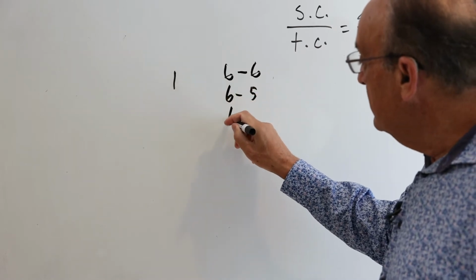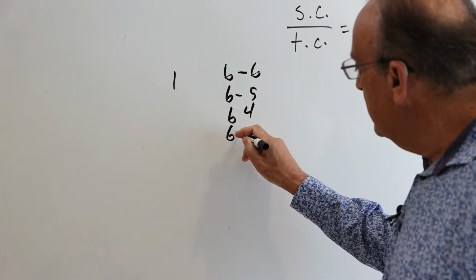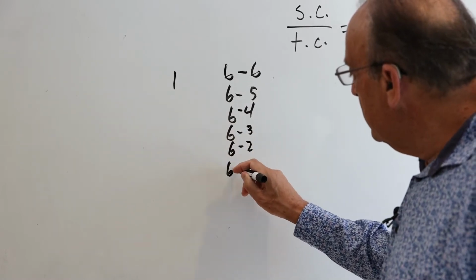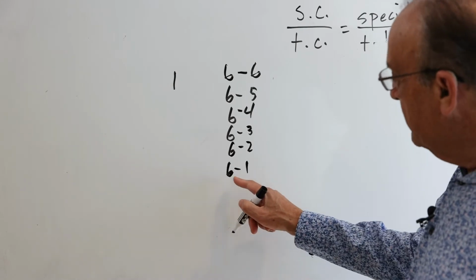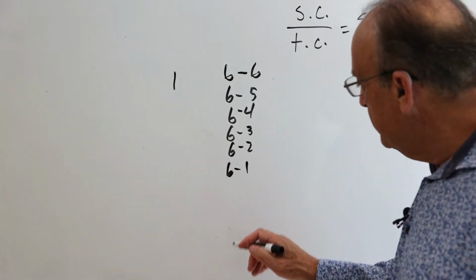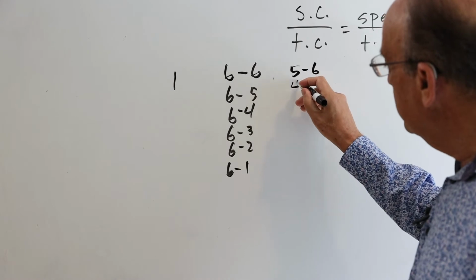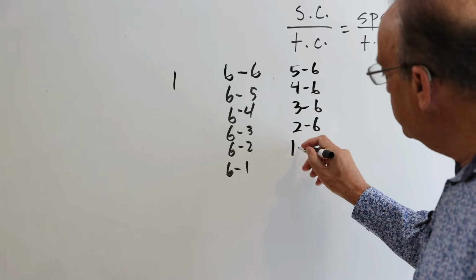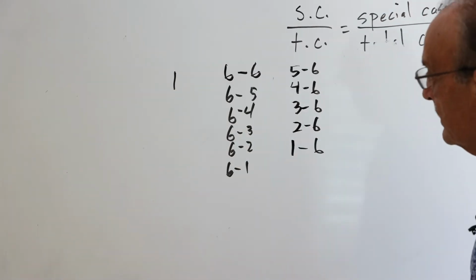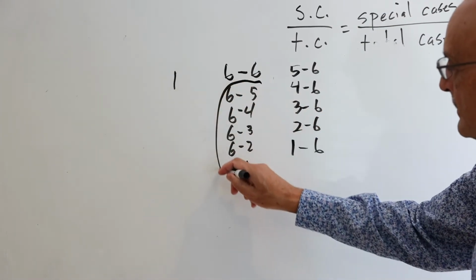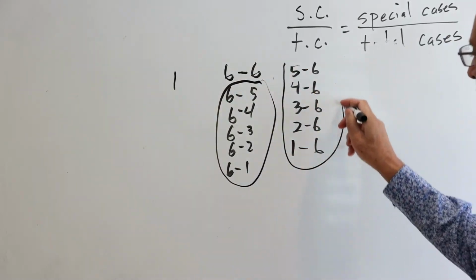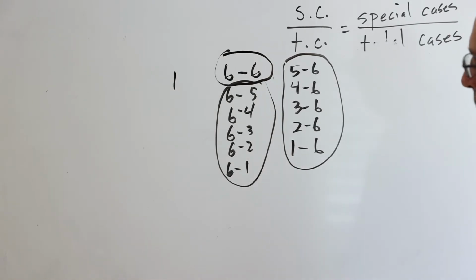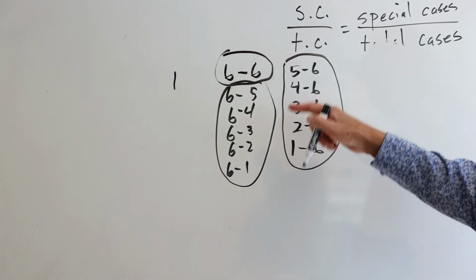6 and 5, 6 and 4, 6 and 3, 6 and 2, 6 and 1. And then we can move the 6 over to the other side and have 5 and 6, 4 and 6, 3 and 6, 2 and 6, and 1 and 6. So that's 11 ways we can roll a 6 with 2 dice and have at least 1 6.